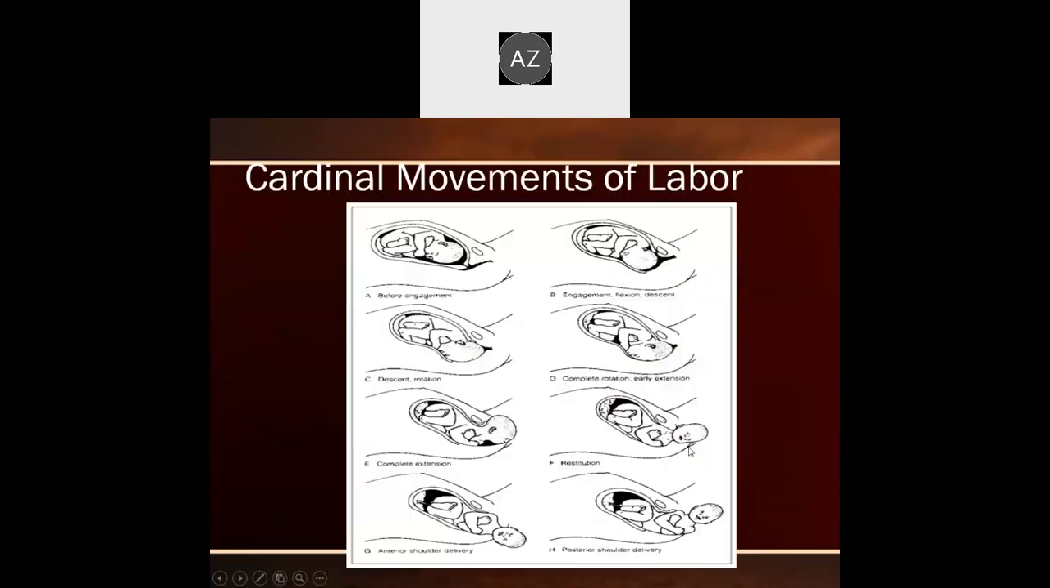So these are the mechanisms of labor and the factors affecting it.